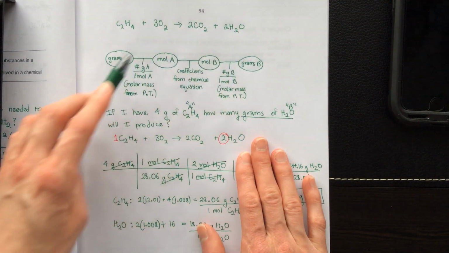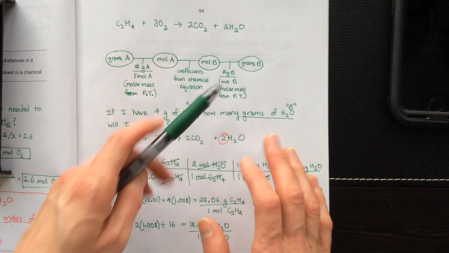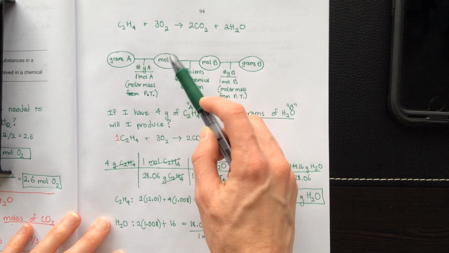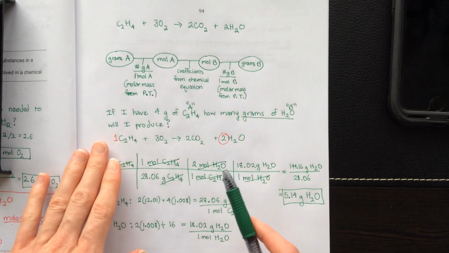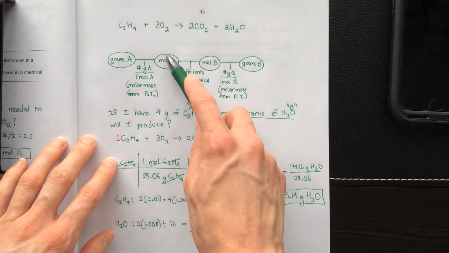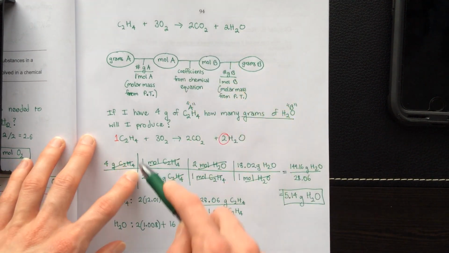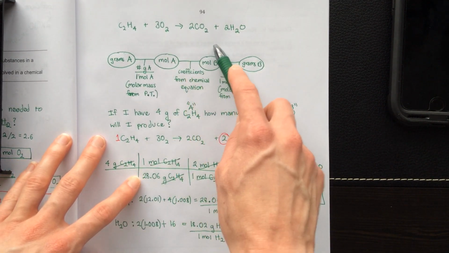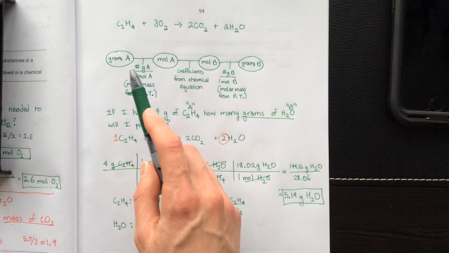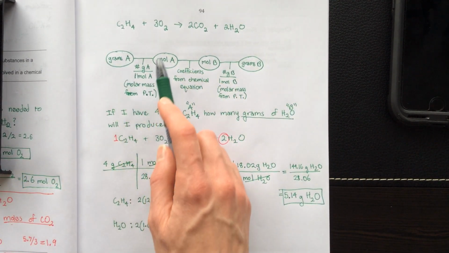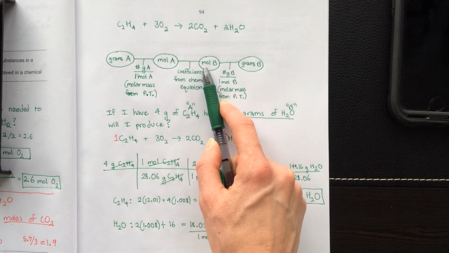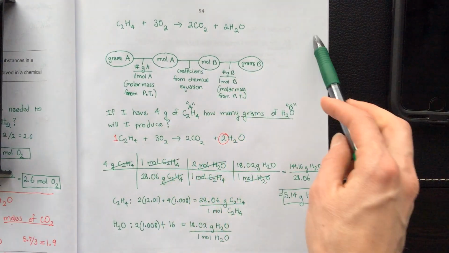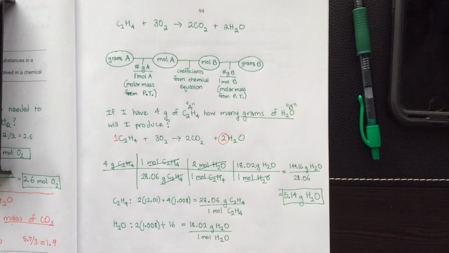So on your assignment, you're going to have a couple of problems that won't ask you to go all the way to grams. They might ask you just to go from grams to moles. Sometimes you can start out with moles of A also instead of grams of A. So then you would be starting out with moles right here, going from moles of A to moles of B maybe, or moles of A to moles of B to grams of B. So you can start either at grams of A or at moles of A, and you can go either to moles of B or to grams of B. So those are all options.